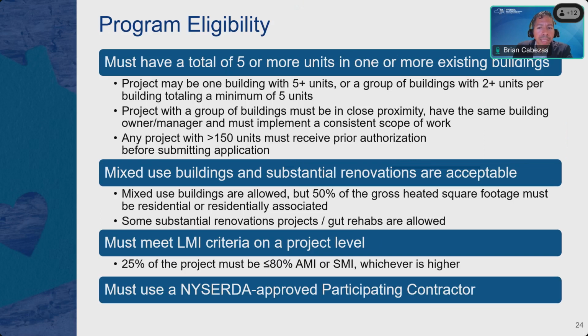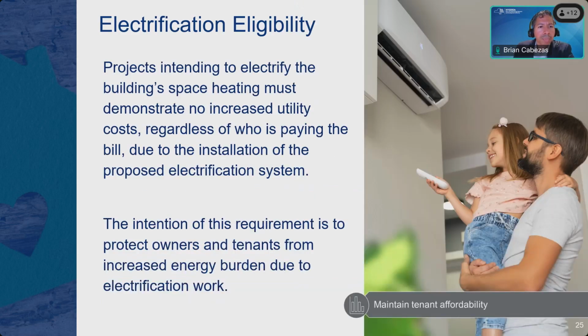Additionally, the project must meet LMI criteria, and that is defined as at least 25% of the units for the project must be less than or equal to 80% area median income or state median income, whichever is higher. And that's at the project level, not just at the building level. But specifically at the project level, I should just reemphasize. And projects must use an approved participating contractor, and only those contractors are permitted to submit an application for the program. And we can go to the next slide, please.